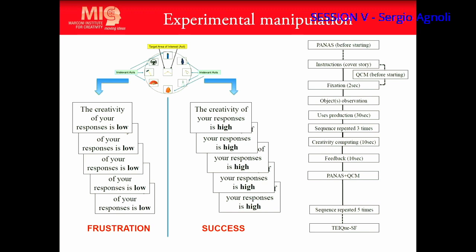The manipulation was that to a group, we always said at the end of a block of trials, the creativity of your response is low, low, low. To the other group, the creativity of your response is high, high, high. So we induced frustration and success in these 2 groups of participants. What emerged was that in the frustration condition there was a decrease of positive emotion and an increase of negative emotion, and the contrary in the other condition.